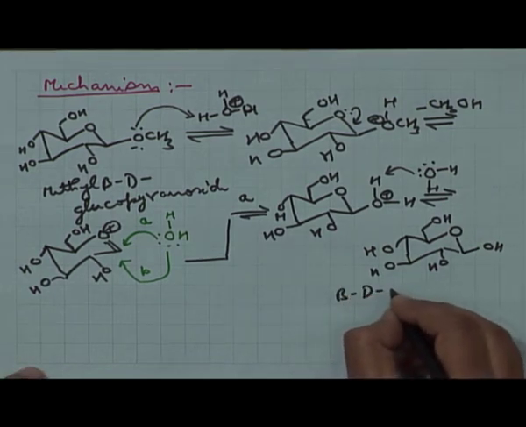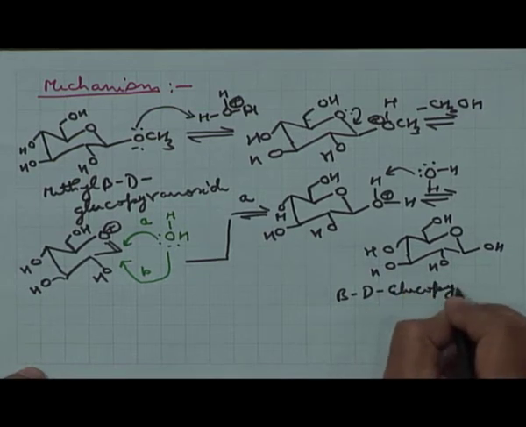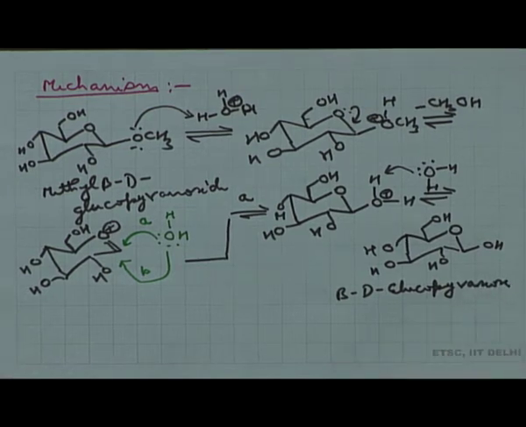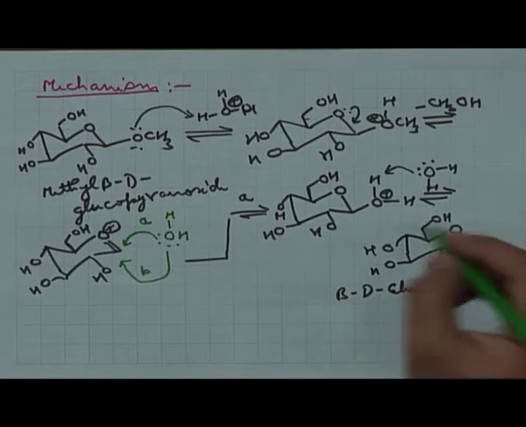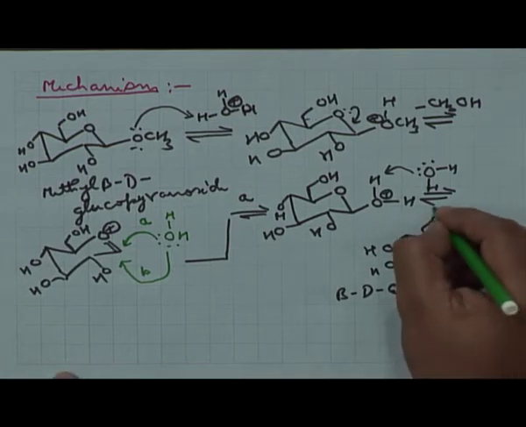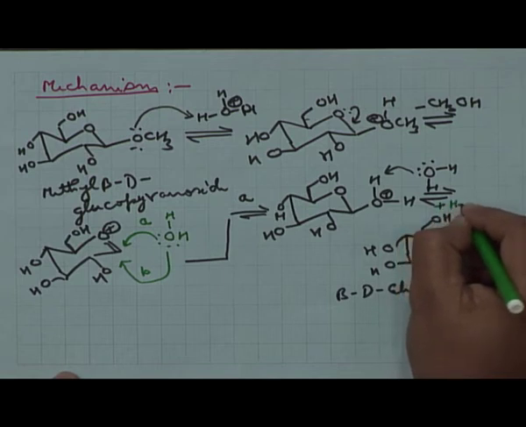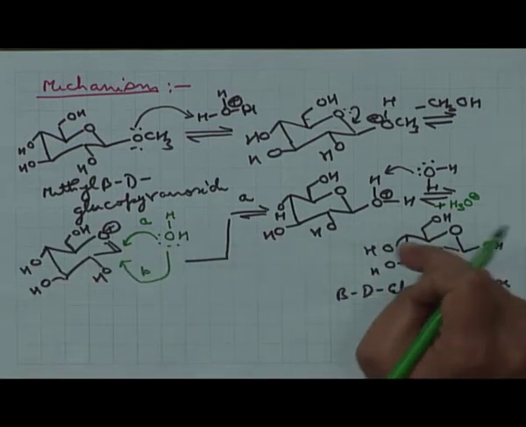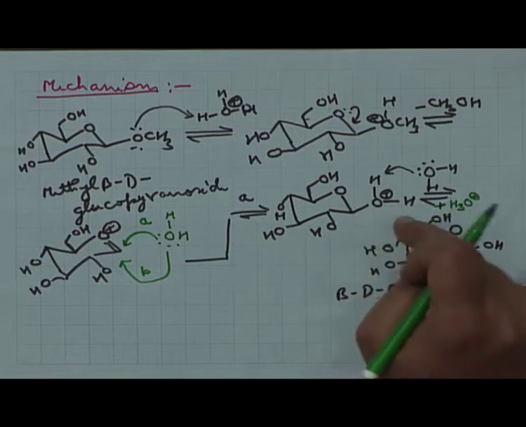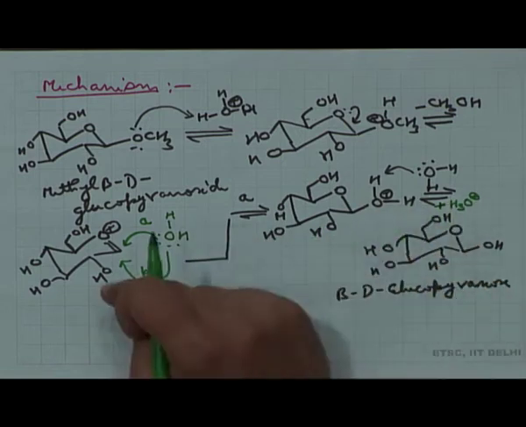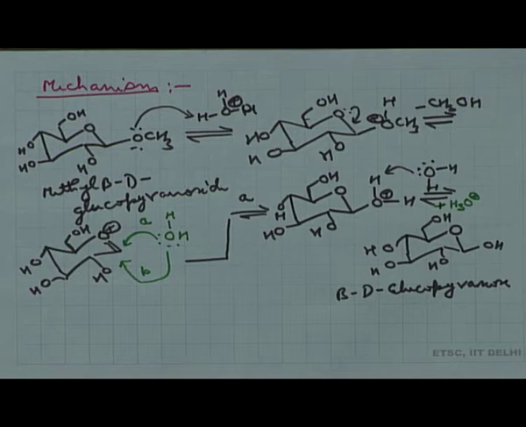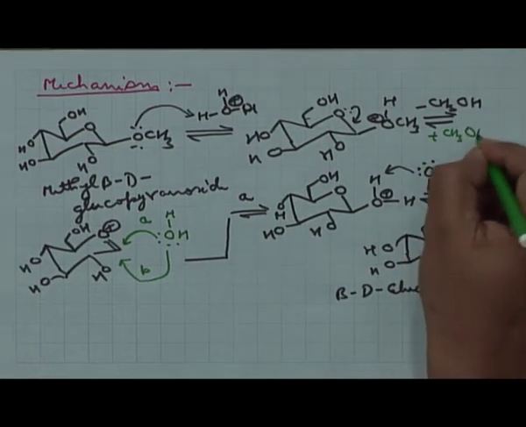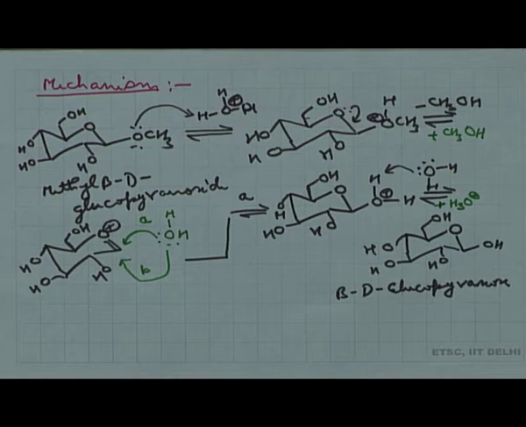Beta D glucopyranose. And in the same way, if we add hydronium species, then again it can get transferred to the corresponding protonated moiety, which can go back again to the corresponding resonance stabilized carbocation. Here also I would like to add methanol just to show that all these reactions are reversible.